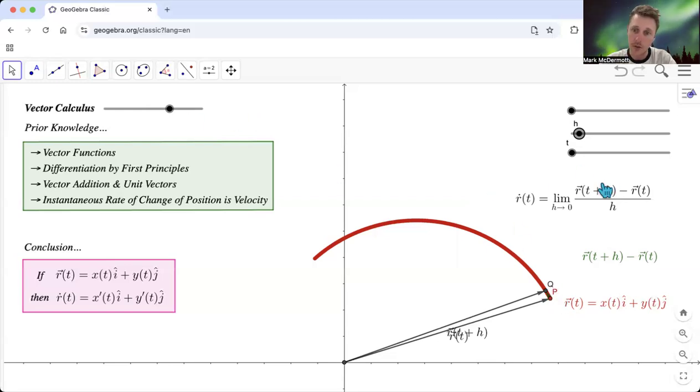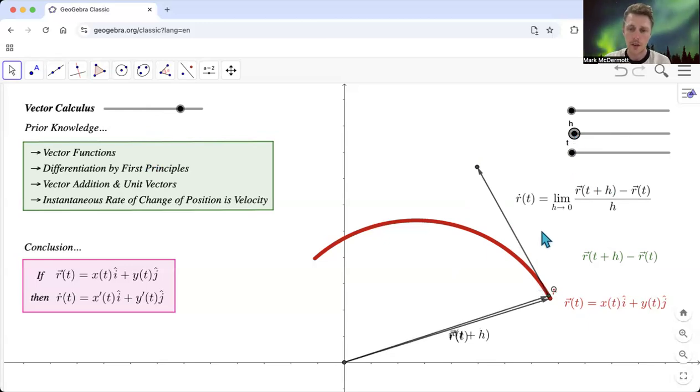And what we can actually do is put that on the graph. It's actually going to look like this. That's going to be our vector that's tangent at the point P when h is small, right? Really, really small, approaching zero. And so again, this is the instantaneous rate of change of position.